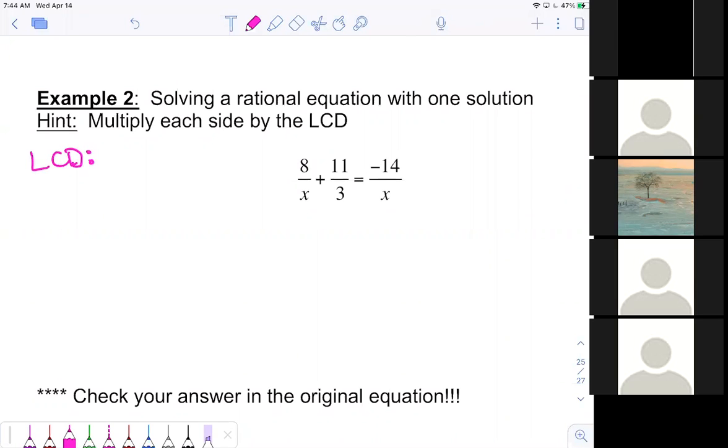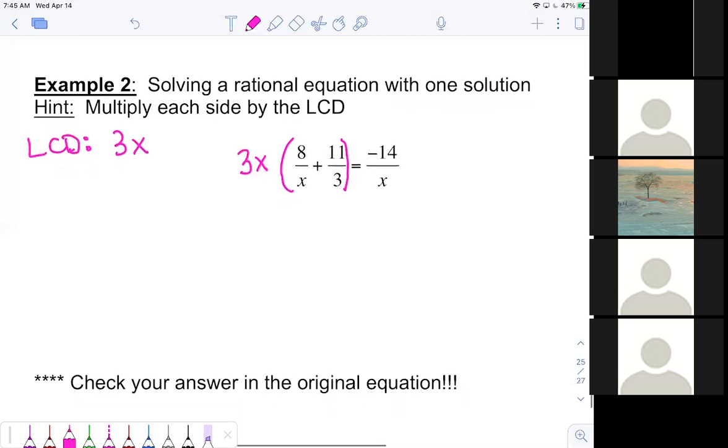Would it be 3x? Yeah, 3x. So we're going to multiply each side by the least common denominator. We just got done talking about the least common denominator. So I'm going to now think of it a little bit like we did with the complex fractions. Multiply this side by the least common denominator, and I'm just going to place that over 1 so that it looks like a fraction. And then I'm going to multiply the other side by the least common denominator.